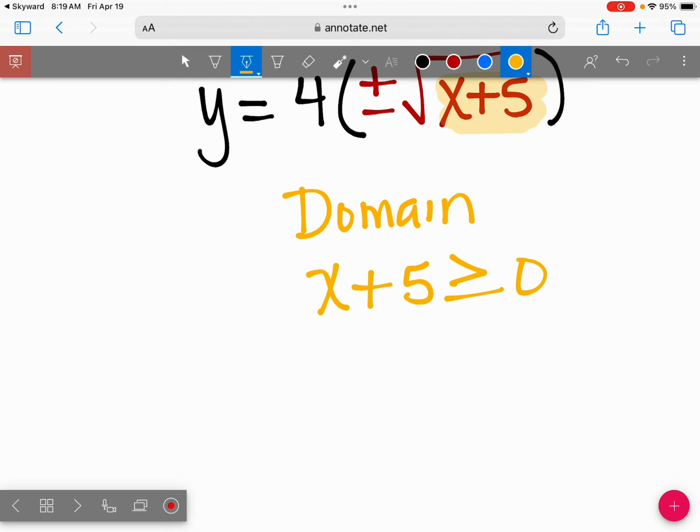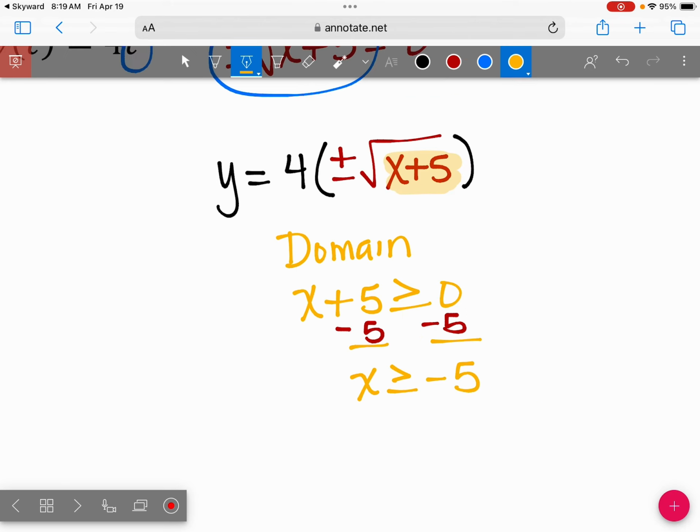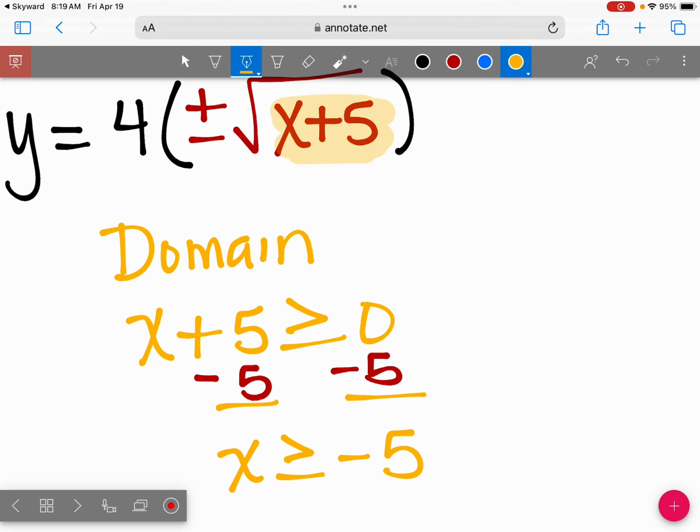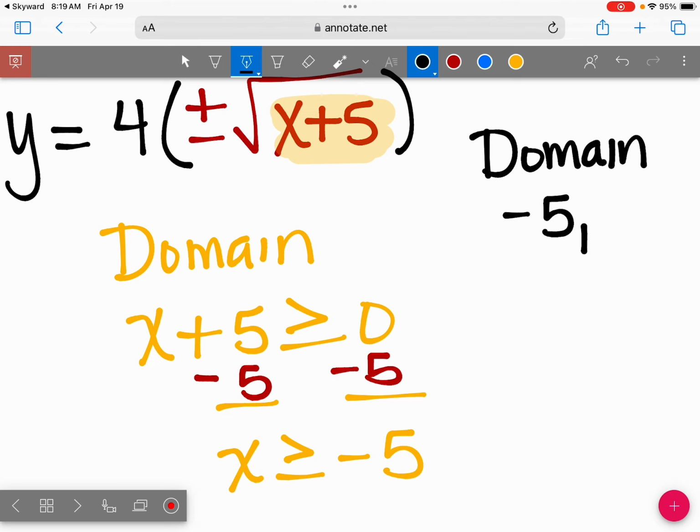So we subtract the 5 from both sides. So that gives us x is greater than or equal to negative 5. So when I write my domain in interval notation, my domain is negative 5 to infinity.